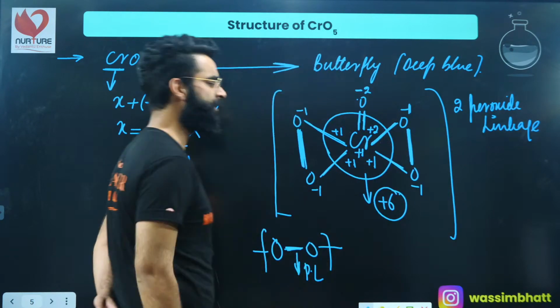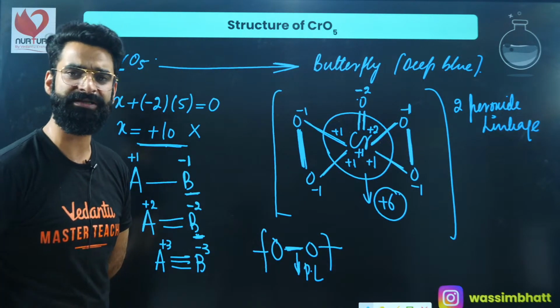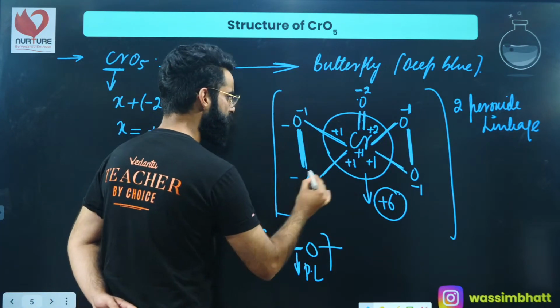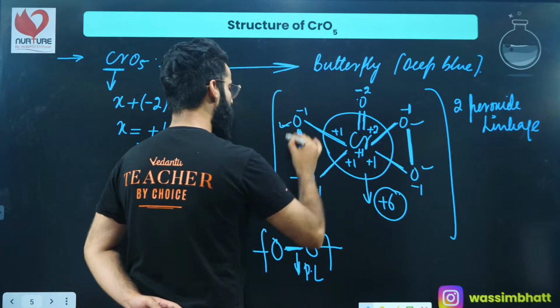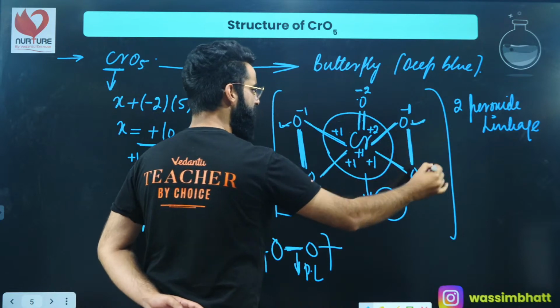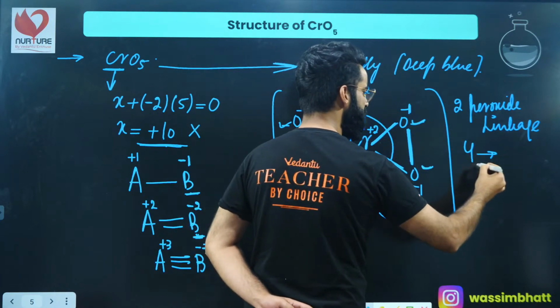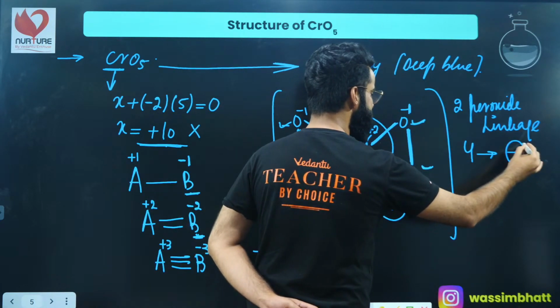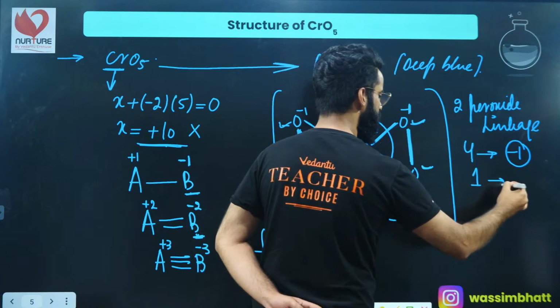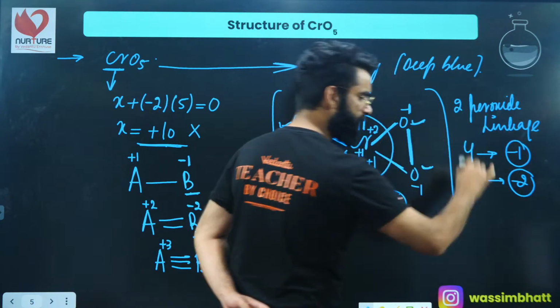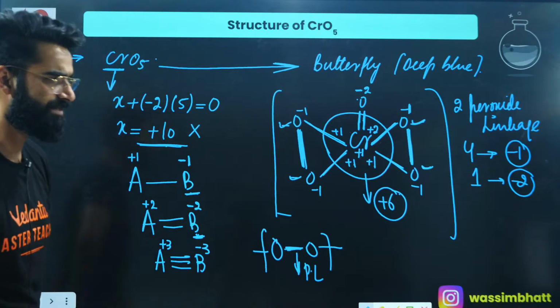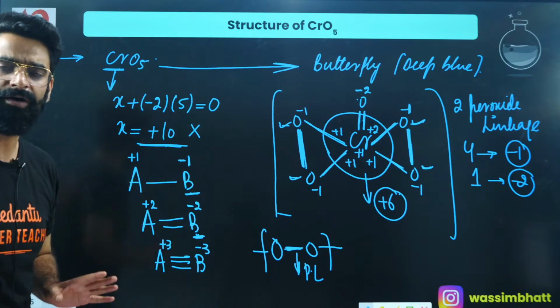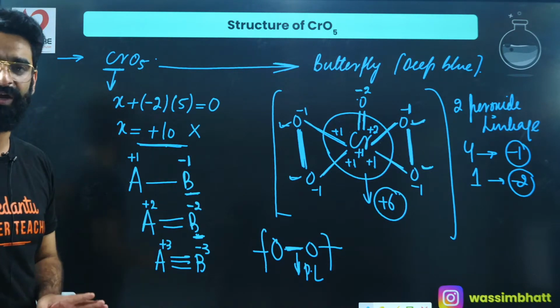If I ask you how many oxygen atoms are there with -1 oxidation state, there are 1, 2, 3 and 4. 4 oxygen atoms are there in CrO5 with -1 oxidation state, and there is 1 oxygen atom with -2 oxidation state. This is something which you should remember first of all about CrO5.